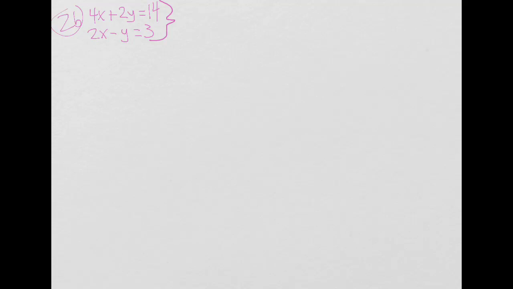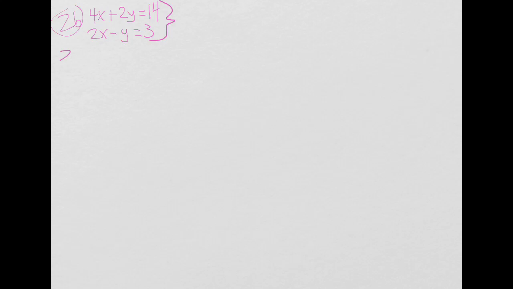Alright, problem 2b, same idea as before. We want to solve this system using elimination. So again, you've got to think about, well, first off, if you look at my two equations, do I already have opposite coefficients for any of my variables? Well, in this case we don't, because if you look at the x's in both equations, we've got 4 and a 2. And if you look at the y's, we've got a 2 and a negative 1. So they're not opposites. But we can modify these equations fairly easily to get an opposite.